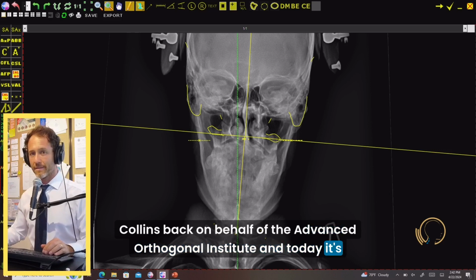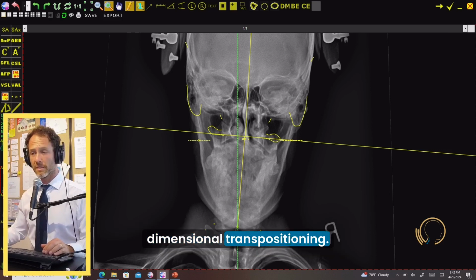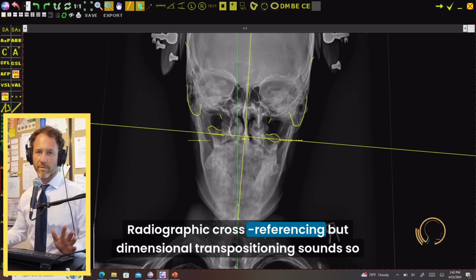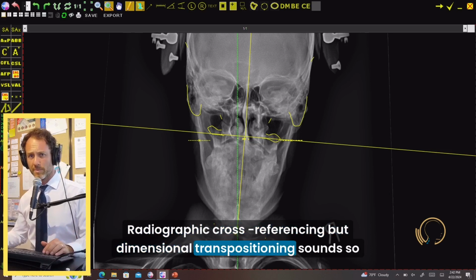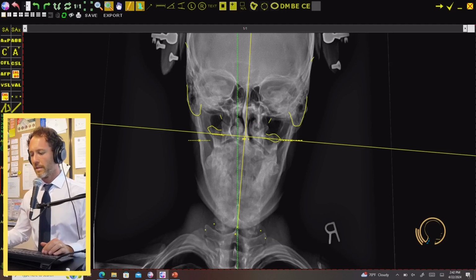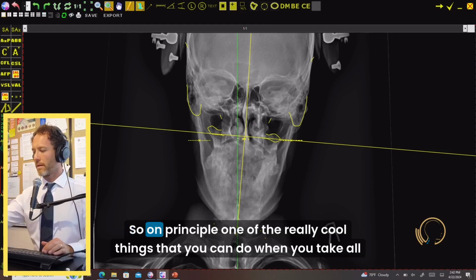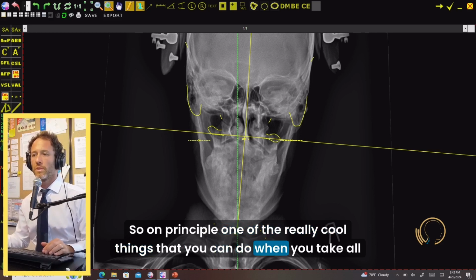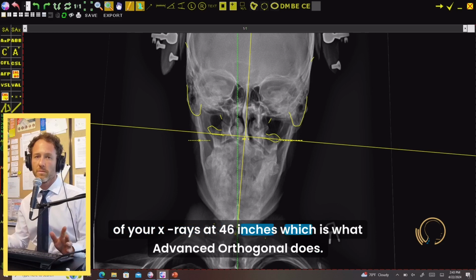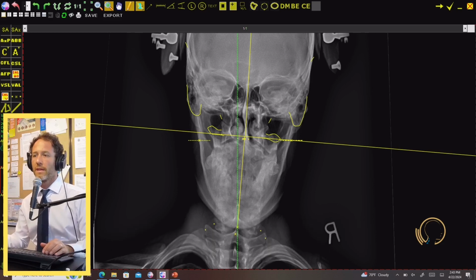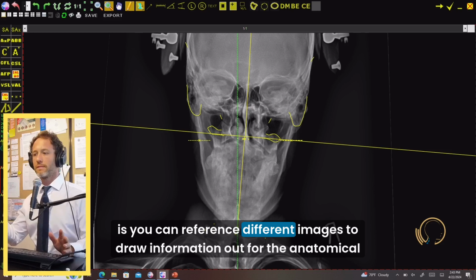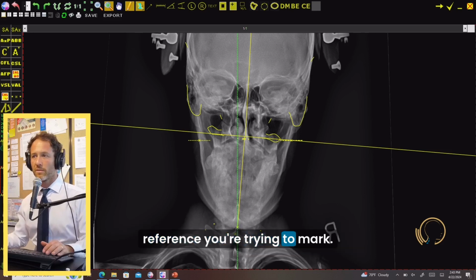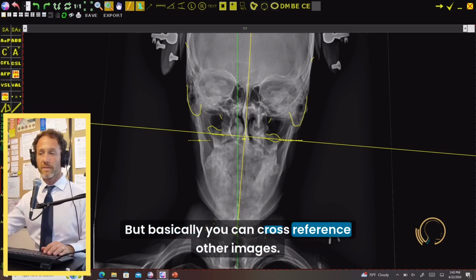Today it's dimensional transpositioning. Radiographic cross-referencing, but dimensional transpositioning sounds so much cooler. On principle, one of the really cool things you can do when you take all of your x-rays at 46 inches, which is what Advanced Orthogonal does, is reference different images to draw information out for the anatomical reference you're trying to mark. Basically, you can cross-reference other images.